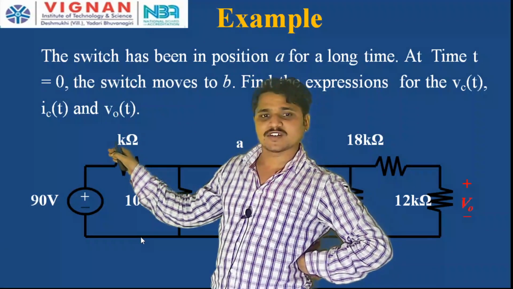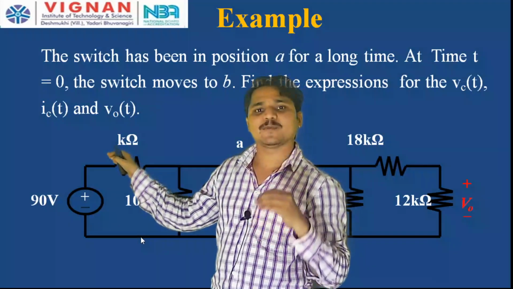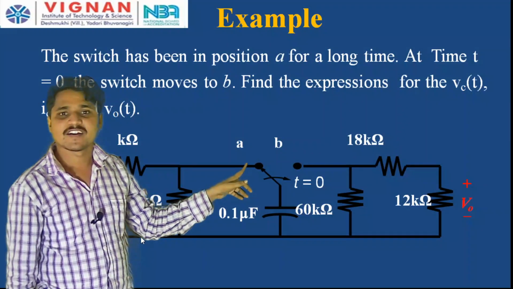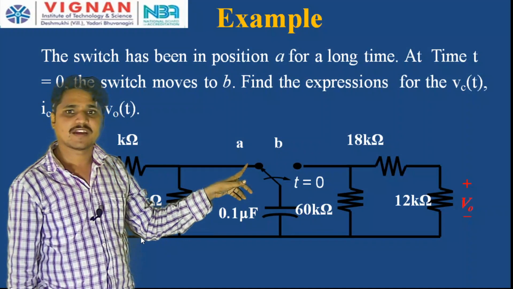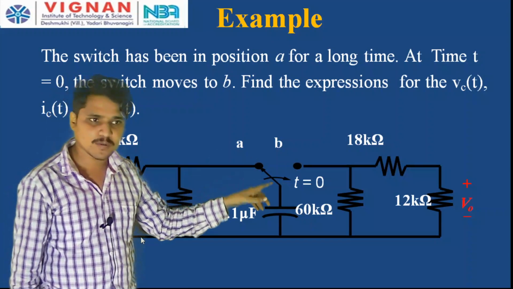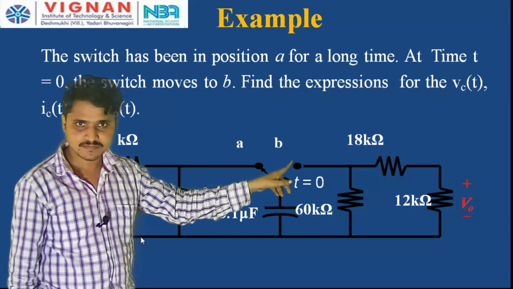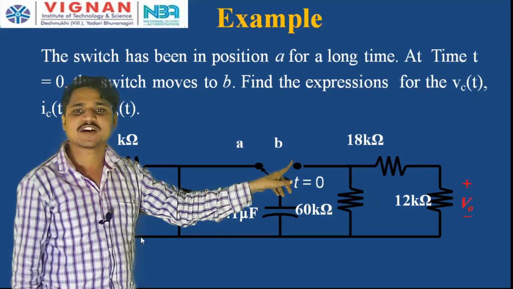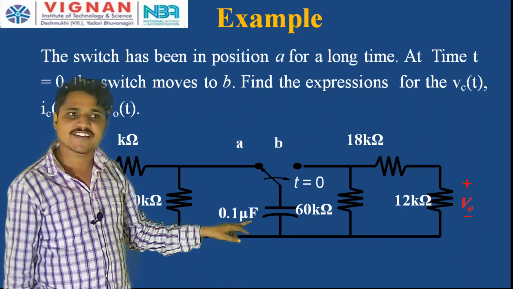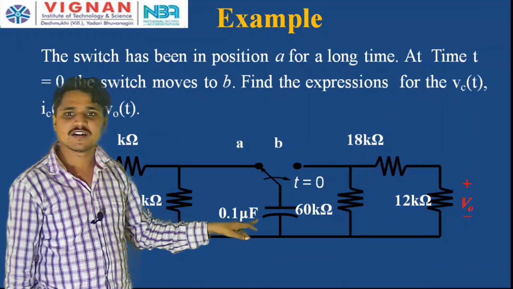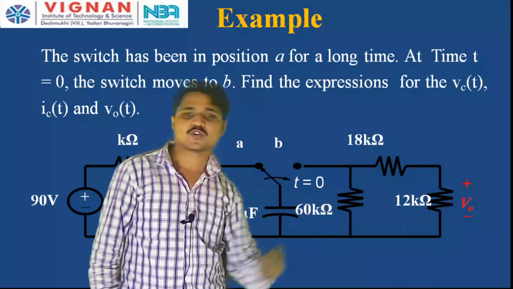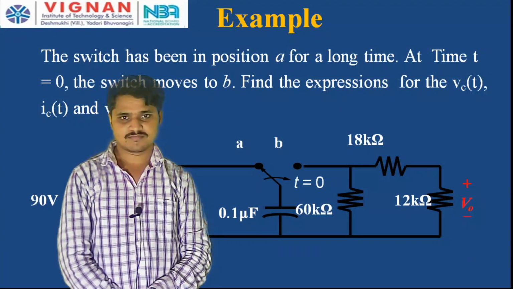So, what is the question? The switch has been in position A for a long time. At time t equal to 0, the switch moves from A to B position. Find the expression for VC of t, the voltage across the capacitor, the IC of t, the current flowing through the capacitor, and V naught of t, the voltage across this 12 kilo ohm resistor.